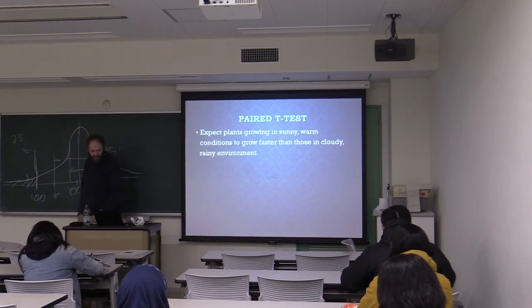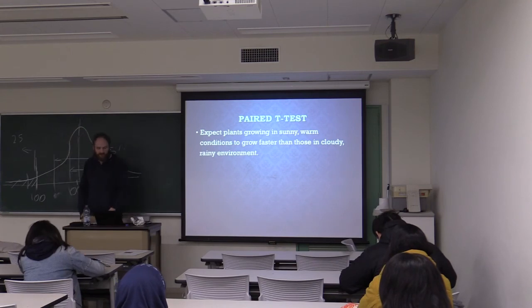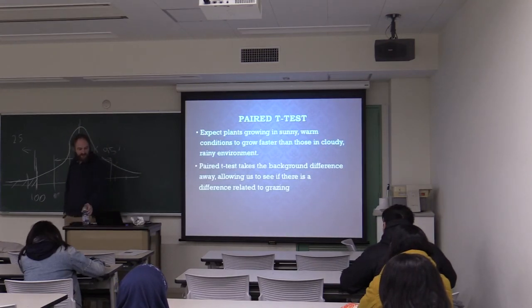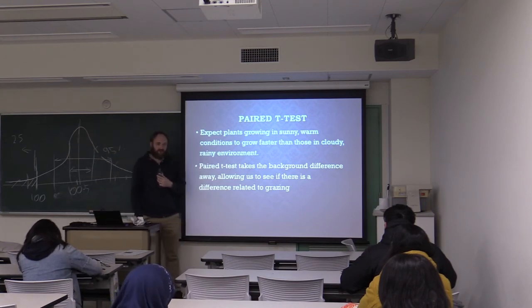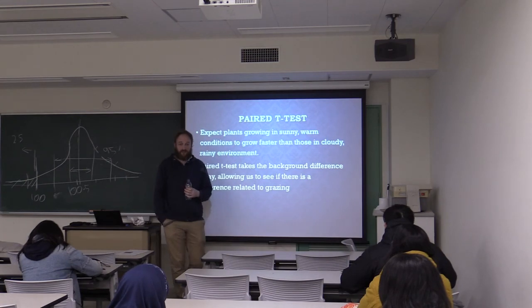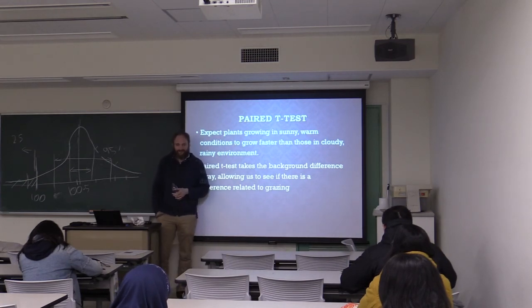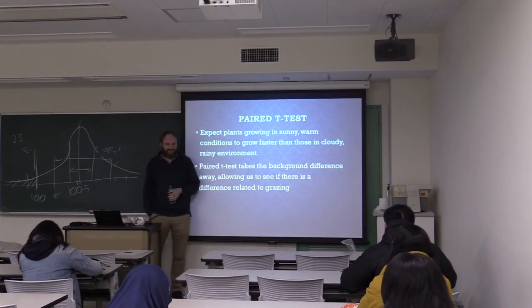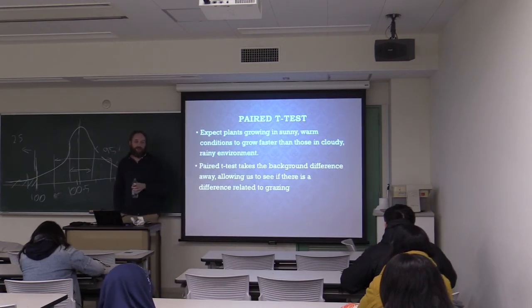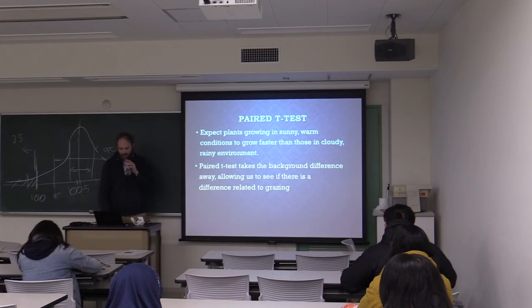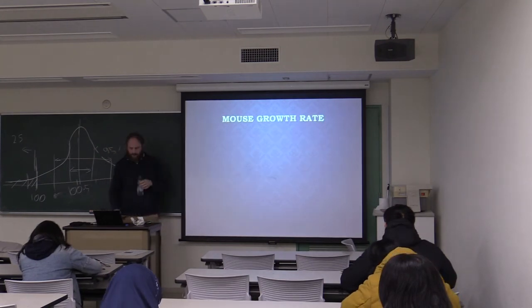So we'd expect plants growing in sunny, warm environments to grow faster than those in cloudy, rainy environments. And our paired t-test lets us take the background differences away. It lets us control for background variability. Okay? This is a homework question. Paired t-test lets us take away background variability. Okay? So we'll see an example.